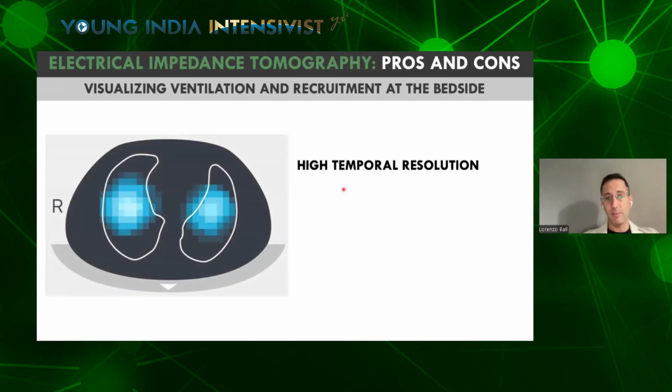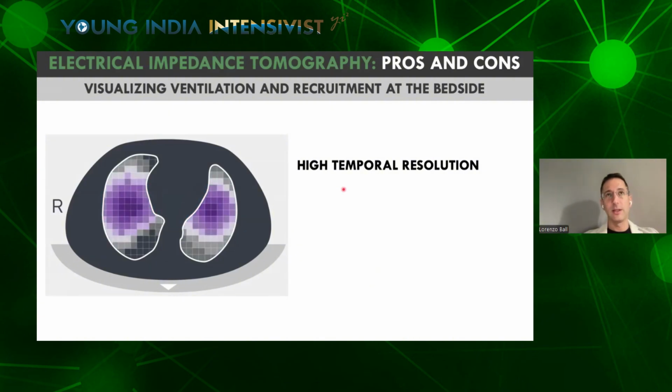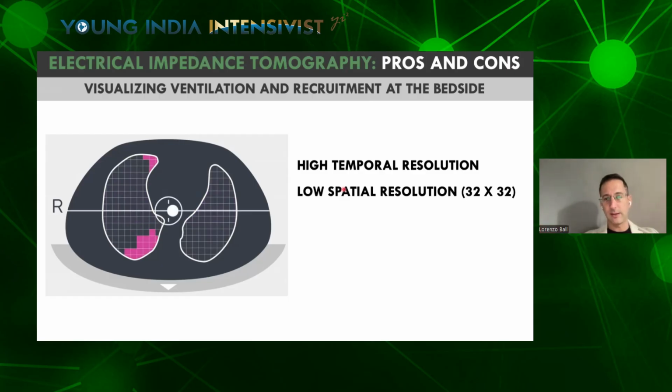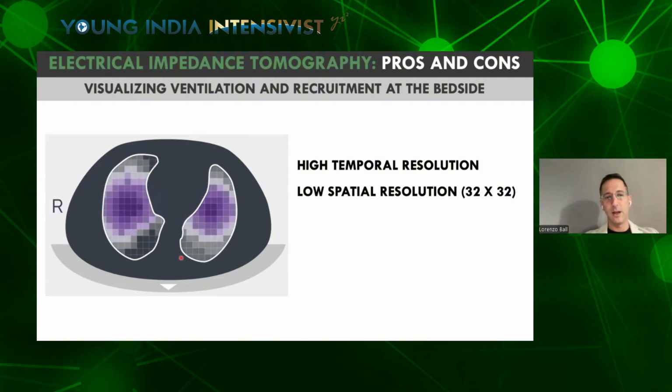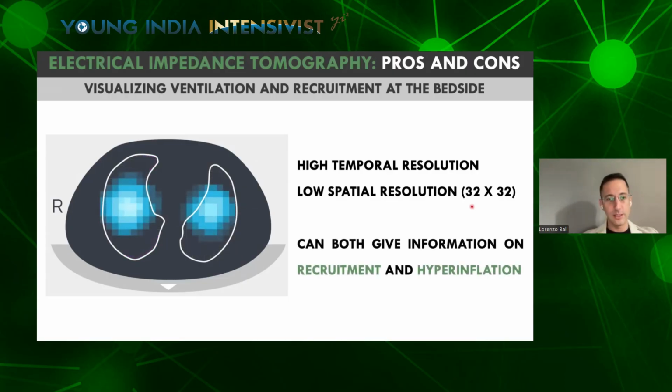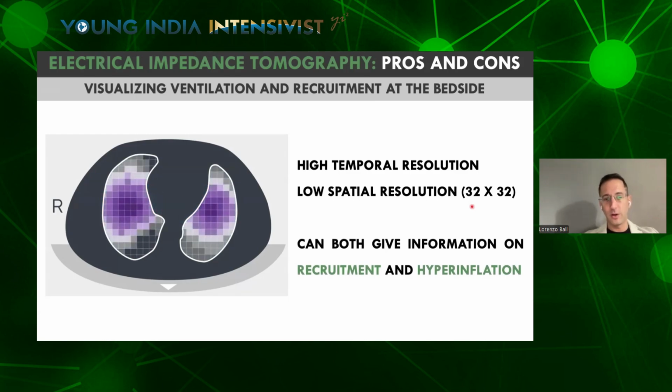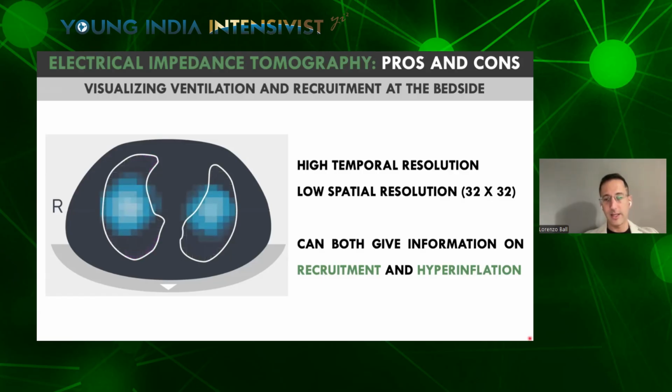This is a technique that applies an electrical stimulus that gives you a real-time image of the lungs. It has a very high temporal resolution. The image is built several times per second. We have to remember that the spatial resolution is relatively low, so the machines are capable to study the lungs divided in a grid of 32 by 32 pixels, which is very low as compared to the CT scan, but it can give information on recruitment and hyperinflation at the bedside without using ionizing radiation.